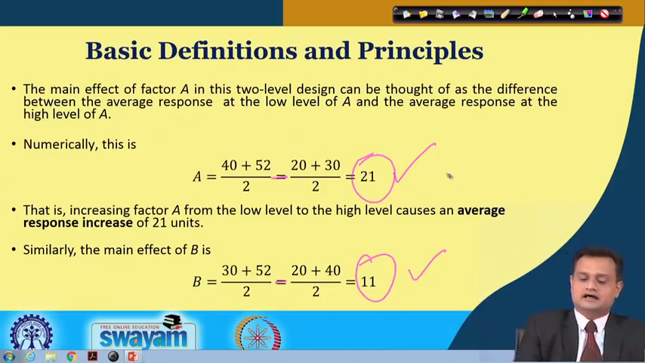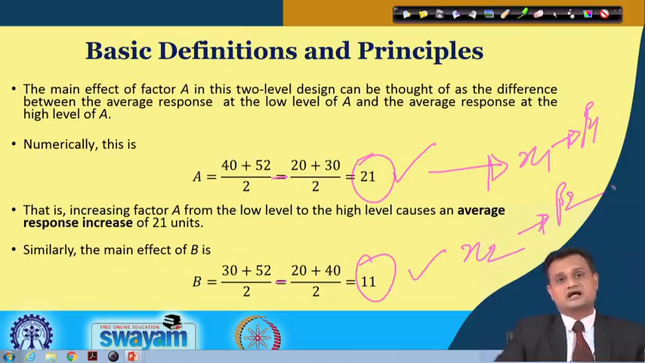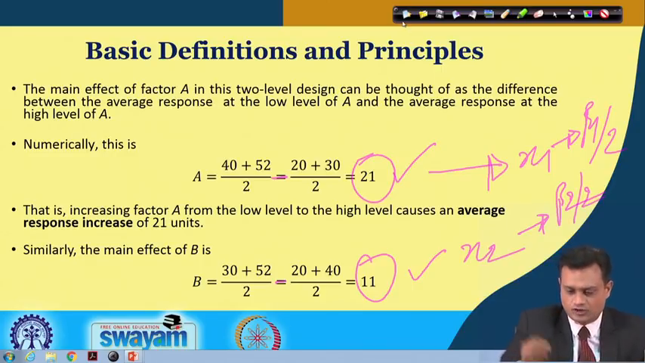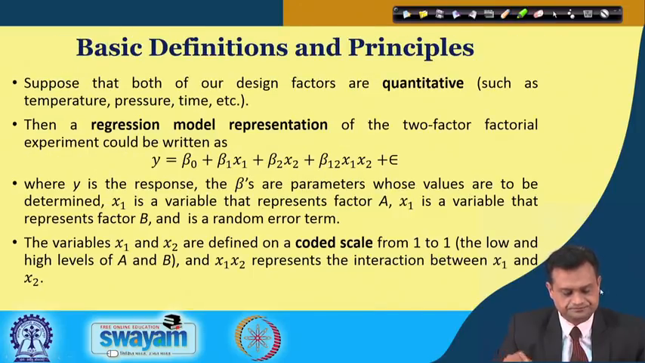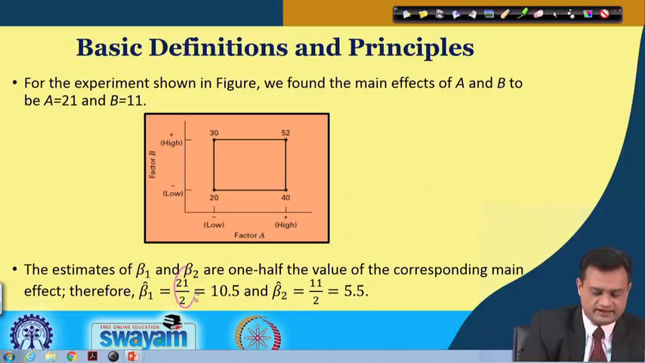So this is the estimate of factor A, this is the estimate of factor B. So here when I am setting the regression model, this is x1, this is x2, and the slope pertaining to this will be beta 1, this will be beta 2. Now the question comes, why do I divide this by 2, divide this by 2? So now let me go back to this slide which we were discussing. So why do you divide this by 2 and this by 2?